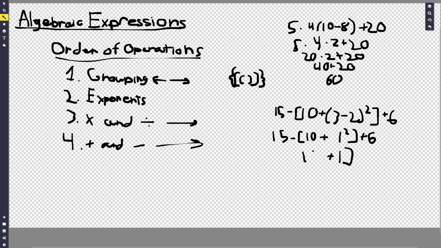So we're going to rewrite this. Sorry, I'm just doing it a little backwards right now. So 15 minus 10 plus 1 plus 6. And 10 plus 1 is 11. So we have 15 minus 11 plus 6. So let's go left to right here, right? I know I put addition first, but whichever one is the furthest left. So we have subtraction, right? So 15 minus 11 is 4. And then we're left with 4 plus 6, which is 10.